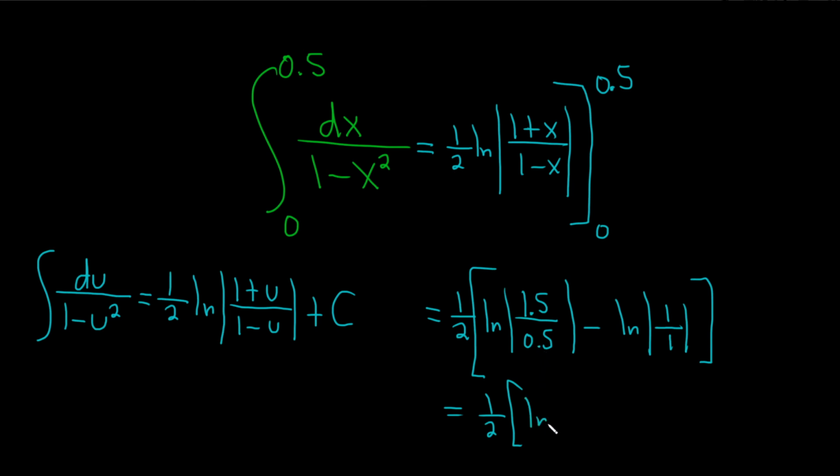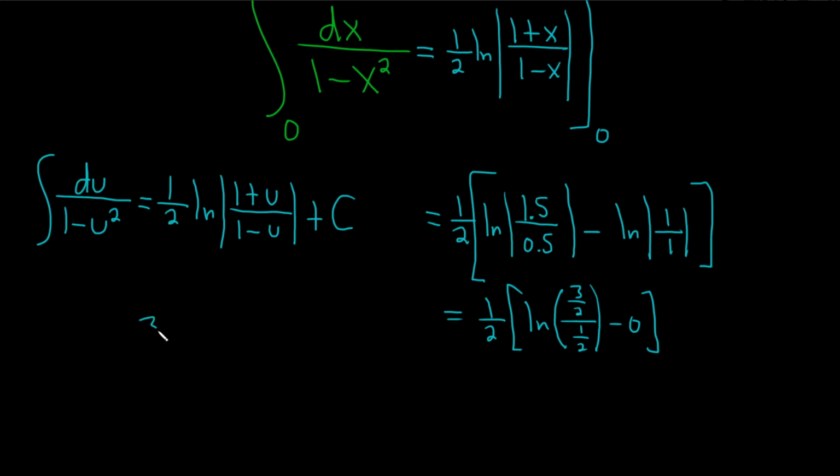Let's do it by hand. Let's just keep going as far as we can go by hand, right? Why not? This is all positive. You don't need the absolute value anymore. So 1.5 is really 3/2, and 0.5 is really 1/2. Natural log of 1 is 0.